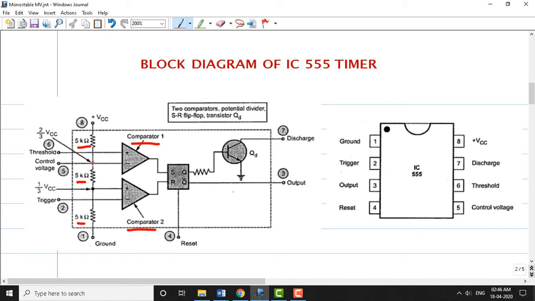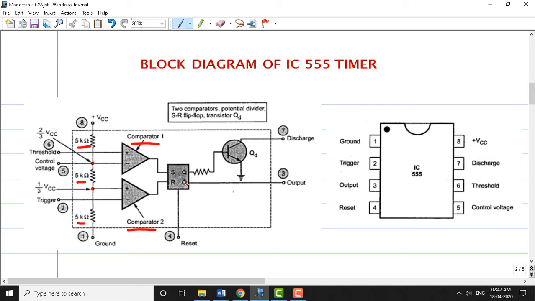Last class we showed how this voltage is 2 by 3 VCC. If you apply the voltage division rule, we can estimate the voltage at this point is 2 by 3 VCC, and the voltage at this point is 1 by 3 VCC. Depending on the threshold voltage and trigger input, the output of the comparator changes, and it goes to the SR flip-flop. We already know the working of the SR flip-flop. Accordingly, Q and Q bar change.